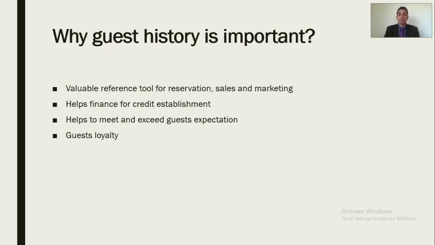Okay, so now the importance of guest history. Why is guest history important? Actually, guest history is very important in the hotel for most of the departments, like front office, reservation, sales and marketing, finance and all.